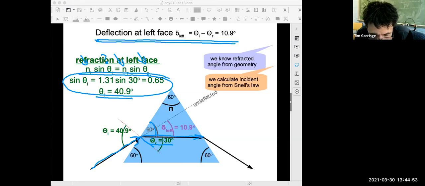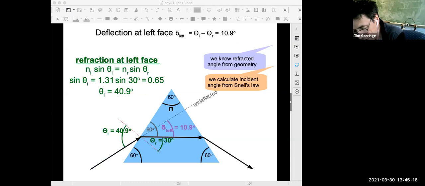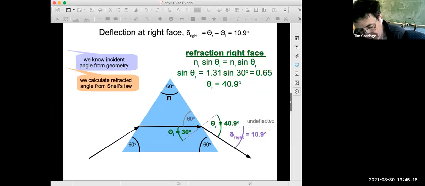So the light ray comes in at 40.9 degrees and then gets bent to 30 degrees. That means it got deflected by the difference between them, 10.9 degrees. So there's 10.9 degrees of deflection when the light ray goes in. And there's also 10.9 degrees of deflection when the light ray comes out.